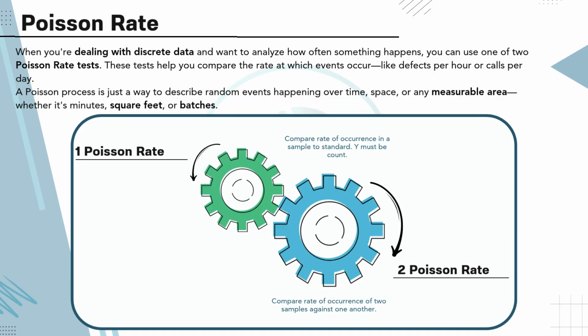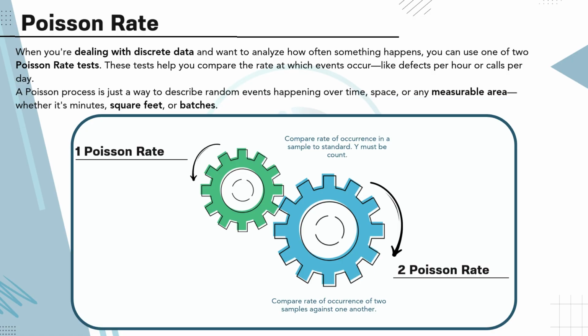When you're dealing with discrete count data, like the number of defects, complaints, or failures, you might want to measure how frequently these events occur. That's where Poisson rate tests come in. There are two types of Poisson rate tests depending on your objective. 1. Poisson rate test is used when you want to compare the observed rate of occurrence in your data to a known standard or historical benchmark. For example, are we seeing more errors per hour today than the standard rate?